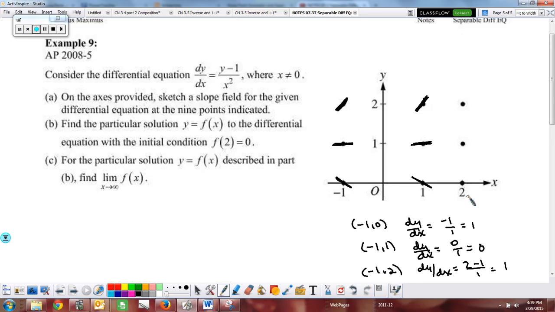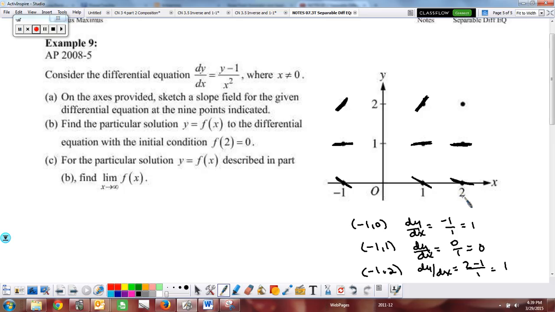This one gets more interesting. If I put in 2, 0, I'm going to get -1 over 4, so -1/4. So here's -1. -1/4 is less steep, so make sure it comes across as less steep when you're sketching it. Then 2, 1 would get me 0 over 4. Oh, so we're back to horizontal here.